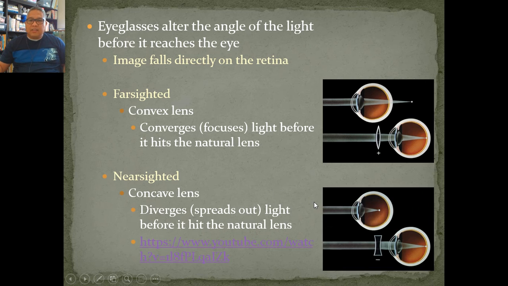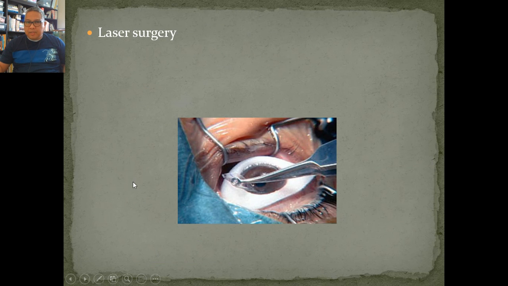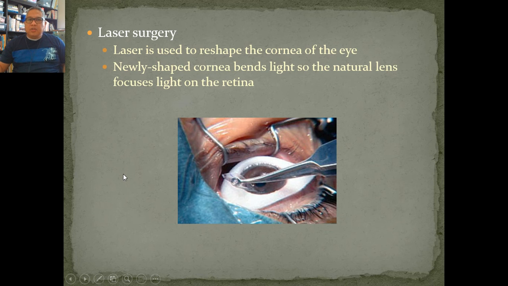Nearsighted needs a concave lens. It's B. Okay, so it's pretty short, and that's the shape of the lens that you need. Okay, laser surgery, a lot of people are opting for this now. Laser is used to reshape the cornea of the eye. The newly shaped cornea bends light, so the natural lens focuses light on the retina.